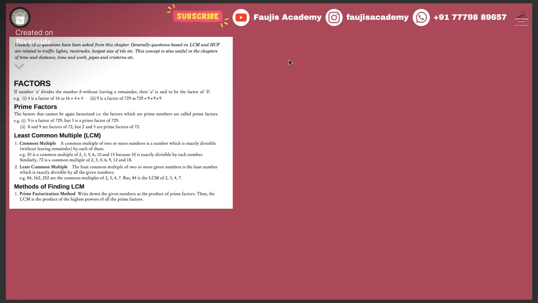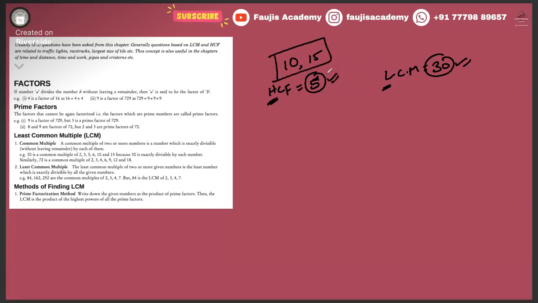Let's say I'm working with the numbers 10 and 15. What is the HCF? HCF over here is 5. How did you find out? That we'll see. LCM over here is how much? 30. Even though I'm saying highest common factor, the number is only 5. Even though I'm saying lowest common multiple, the number is 30, which is greater than both of these numbers. Even though I'm saying highest, this is lesser than these two numbers.